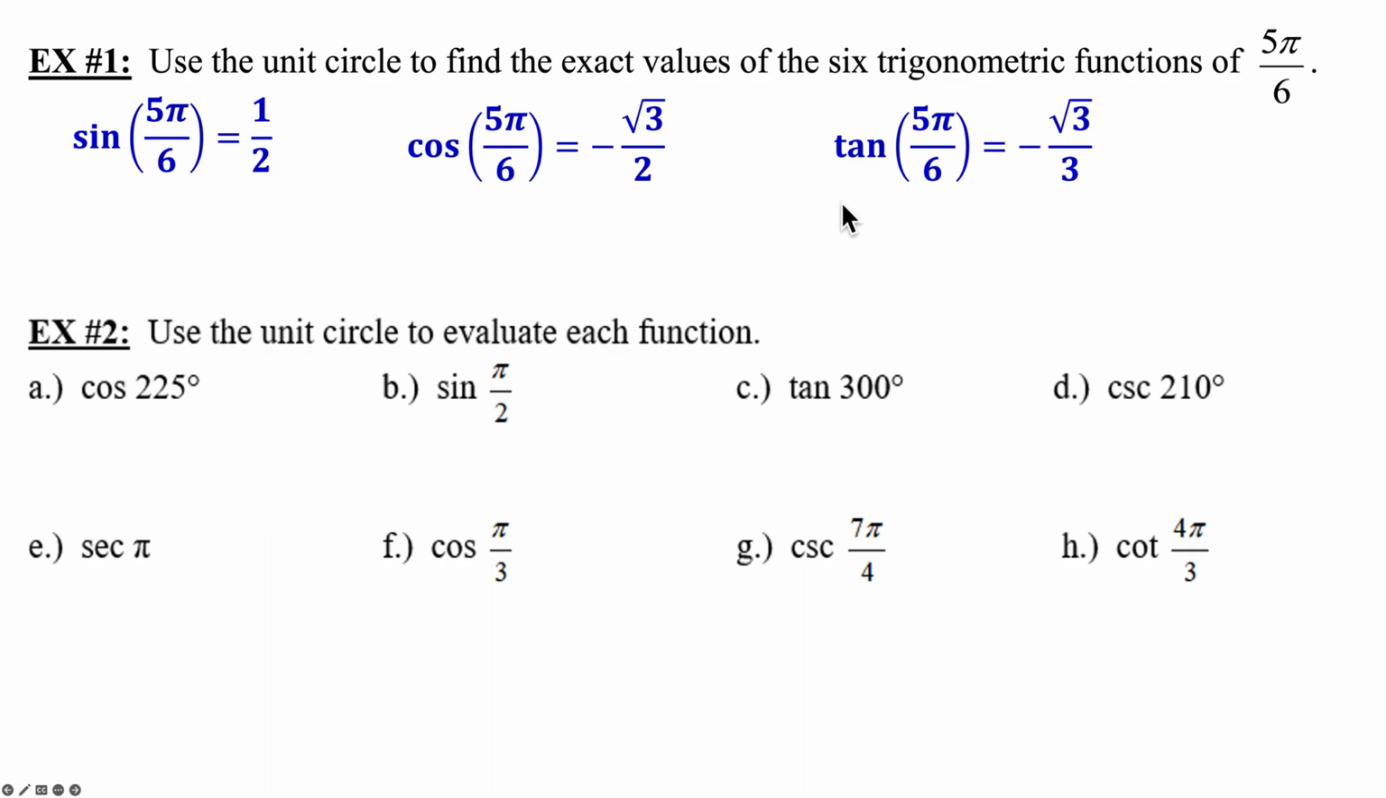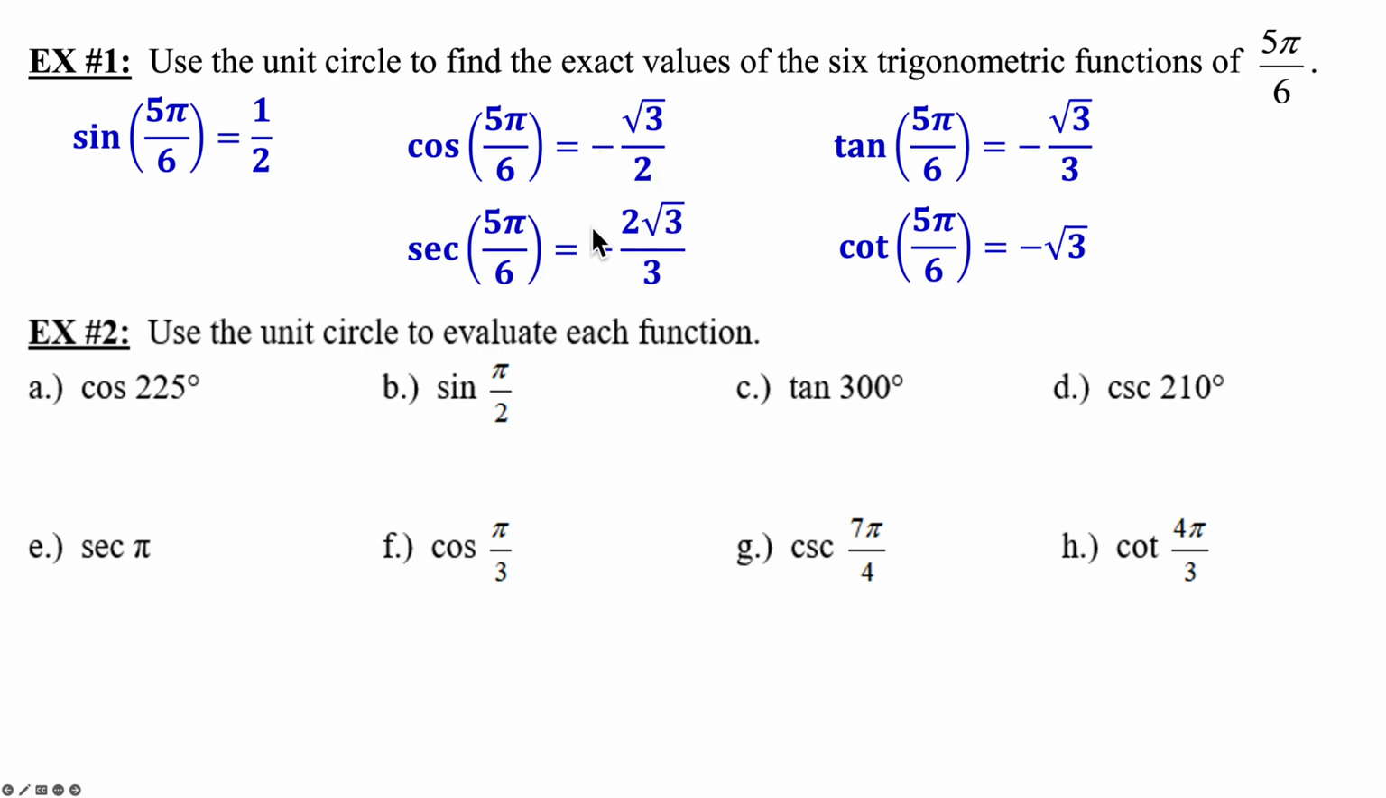Cotangent, well, flip that. 1 over the negative square root of 3 becomes negative square root of 3 over 1. Cosecant, we flip this fraction, 2 over the square root of 3, rationalize it to 2 radical 3 over 3, keep the negative sign. Cosecant, we flip 1 over 2 to 2 over 1, which is just 2.